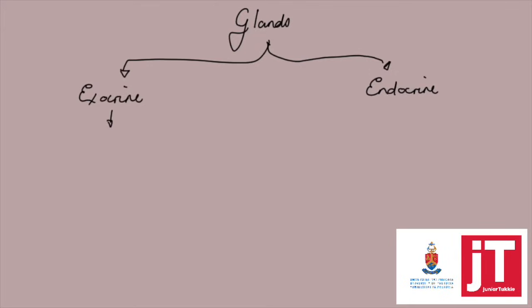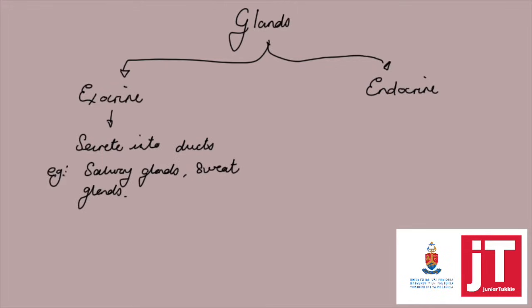So if we look at exocrine glands first, we see that these are glands that secrete into ducts and then deliver their secretions to an area local to them. So they take effect very close to the gland and where it's located in the body. And here we see examples of the salivary glands for one and the sweat glands for the other.